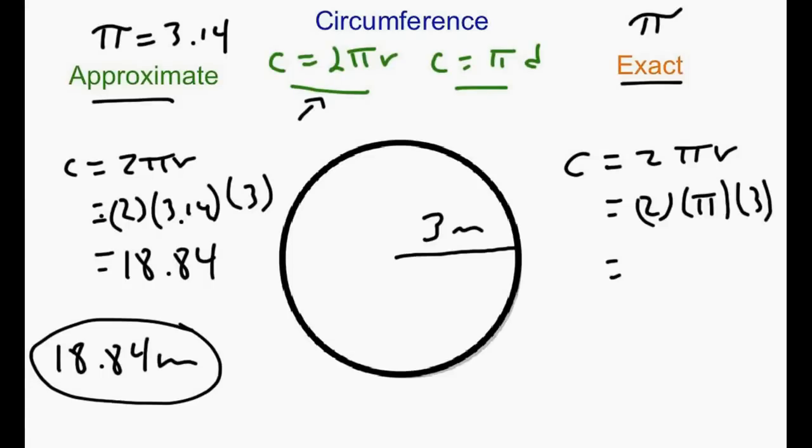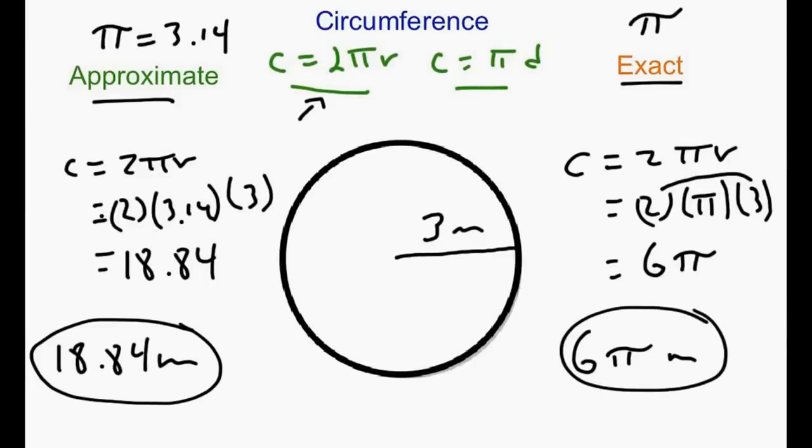So I'm going to take the 2 and multiply it by the 3, and I get 6. I'm going to leave the pi symbol as is, because this is how I would write if I had a number and a variable. I would write the number first, then the variable. And then that's it, just 6 pi. I'm going to remember to go back and make sure that my units of measure, meters, is in there. And the exact circumference is 6 pi meters.